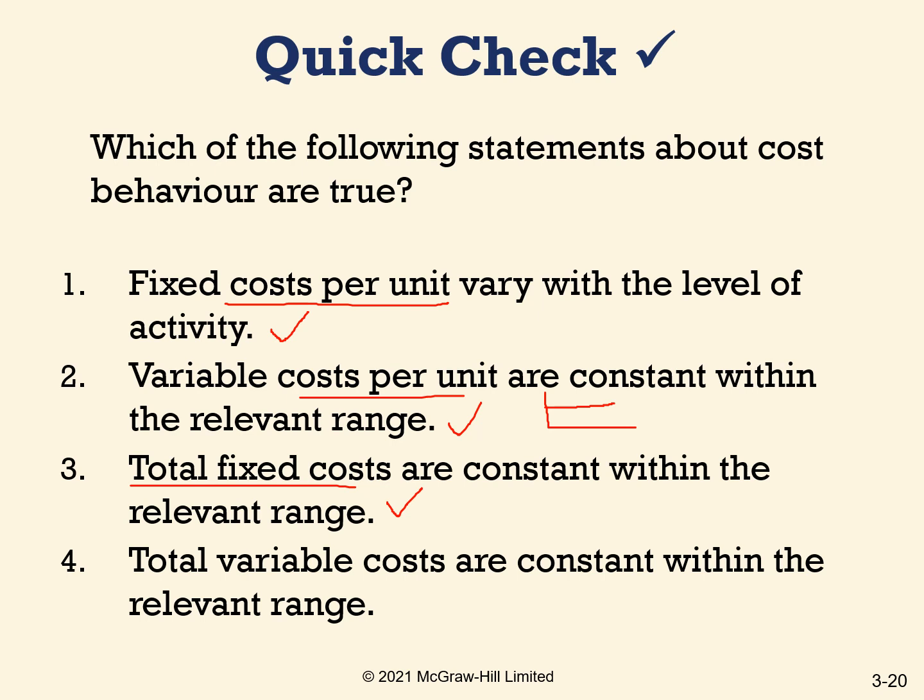And lastly, our total variable costs are constant within the relevant range. So our total variable costs, this is not true. Remember, our total variable costs vary with the activity level. So for every other unit we're producing or selling or whatever it is, our total variable cost will increase.